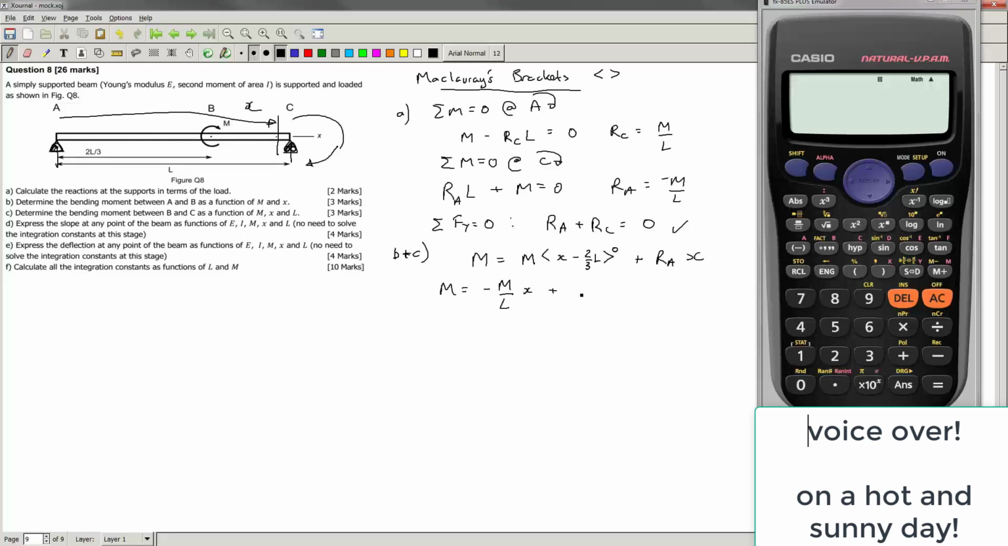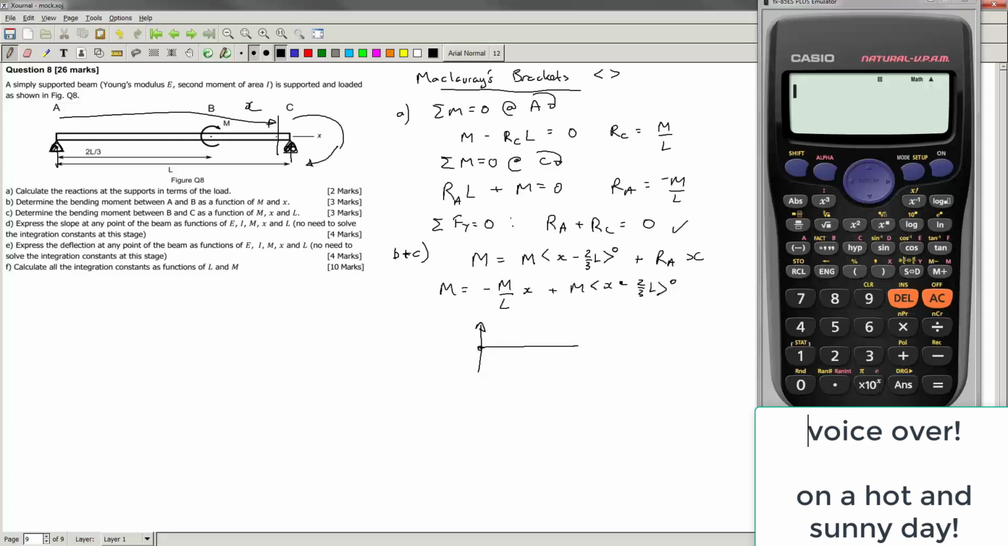We know what RA is, so let's substitute that in. So we can say that M as a function of x equals minus M, which is the value of your turning moment, divided by L, times x, plus M multiplied by this Macaulay bracket term here.